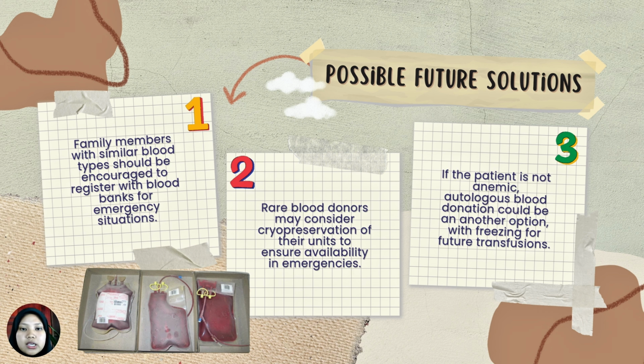And the third one is if the patient is not anemic, autologous blood donation could be another option with freezing for future transfusion. Yang mana jika patient yang ada rare blood group ni tak ada anemia ataupun tak anemic, dia akan dermakan darah dia sendiri dan kita akan freezekan dia punya darah in case in future patient tu memerlukan balik darah tu, so kita akan terus transfuse lah dalam dia punya badan tanpa perlu contact donor ataupun cari donor ke apa kan. Maknanya dia akan guna balik darah dia tu lagi.